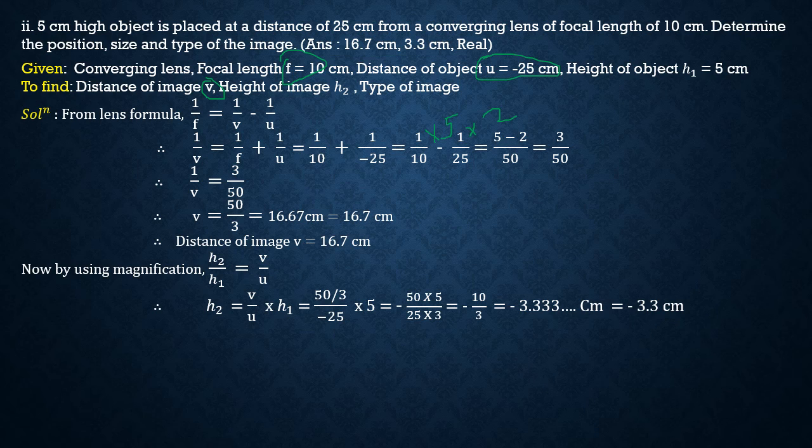You can take 16.7 directly, but that may create a confusion, and therefore instead of this decimal form we are going to take in a fraction form only. So therefore v is 50 upon 3, upon u is minus 25, into h1 is given as 5 centimeter. Correct? H1 is given as 5 centimeter here. So into 5. So now 50 upon 3 upon minus 25, therefore that 3 will come down. So this 5 is multiplied. So 5 upon 25 upon 3. This minus I put in the middle because we know that minus cannot be put in the denominator.